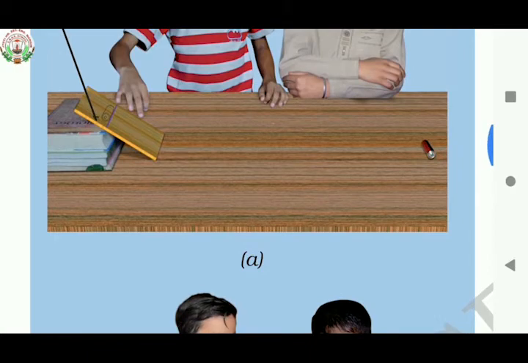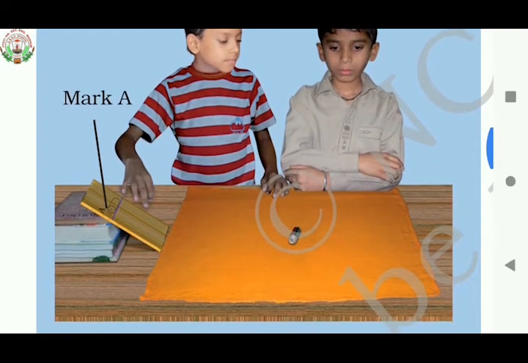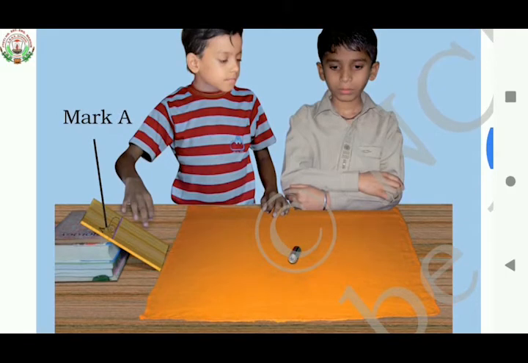So, this is an inclined plane. A wooden board supported by some books. It is kept in a slanting position, making an angle with the top of the table. That is called an inclined plane. This is the second case.